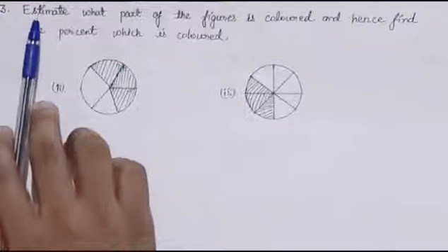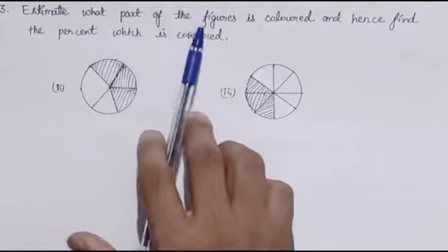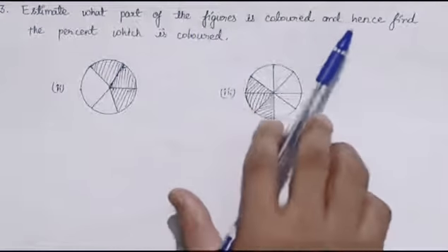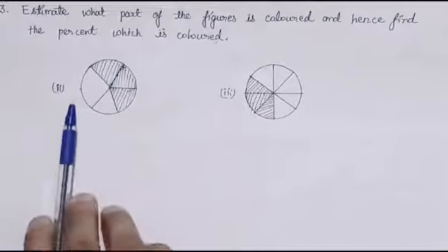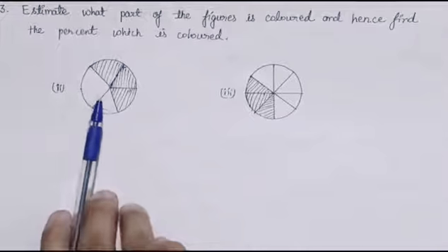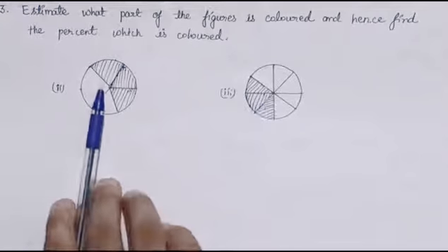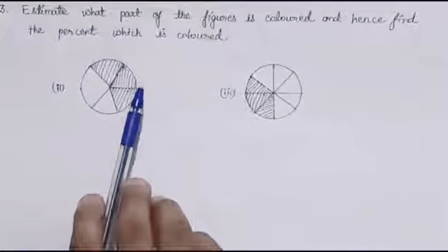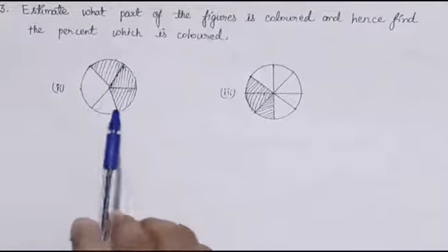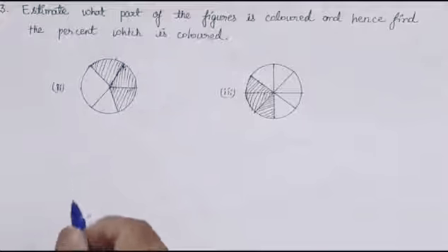The next question we have: estimate what part of the figures is colored and hence find the percent which is colored. So here you can see there are two figures, and in these figures we have to determine the part of the figure which is colored, and also we have to find the percentage of the colored part. So let us solve each part one by one.